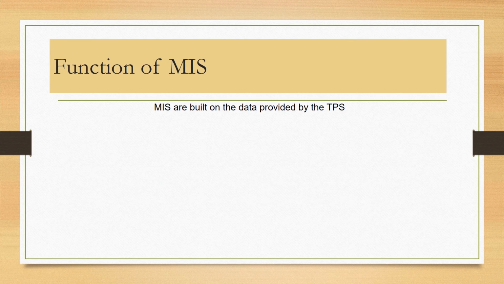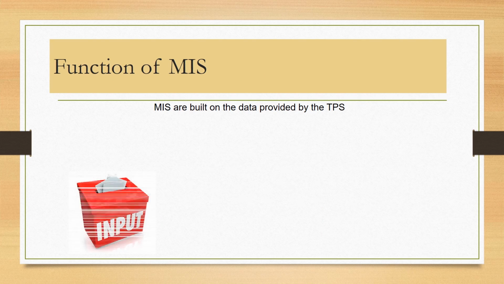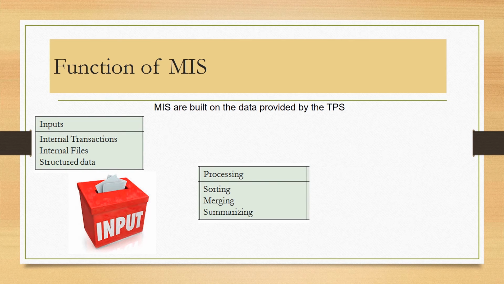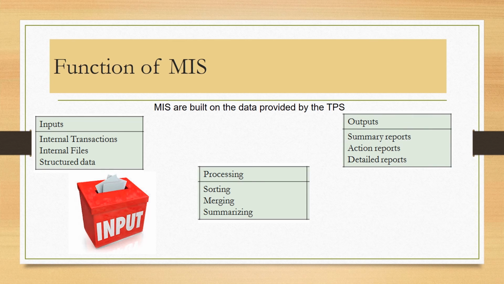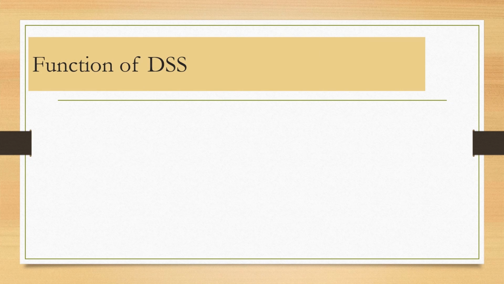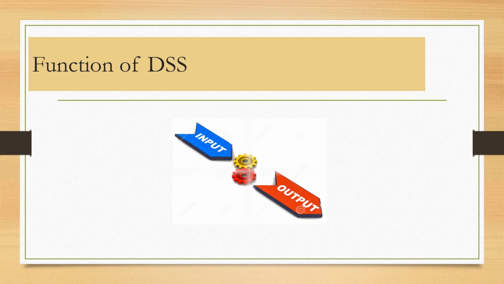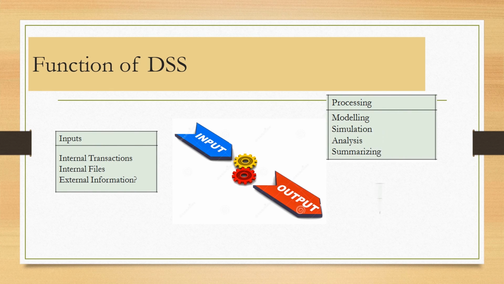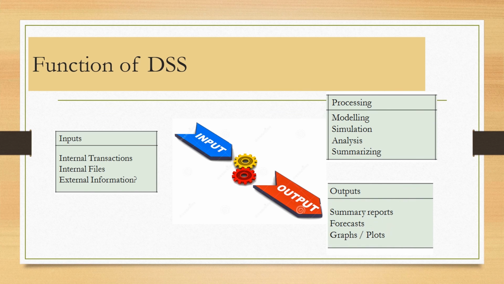Now moving to functions of management information system. It is to produce reports summarized from transaction data, usually in one functional area. Now moving to functions of DSS. DSS manipulate and build upon the information from a MIS or TPS to generate insights and new information.